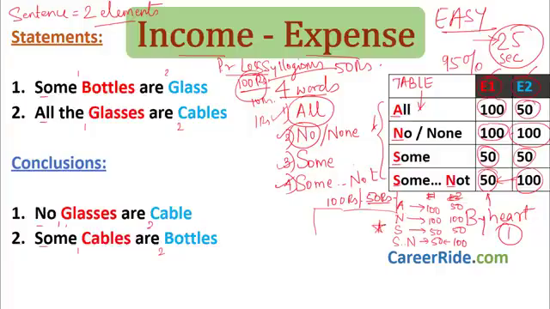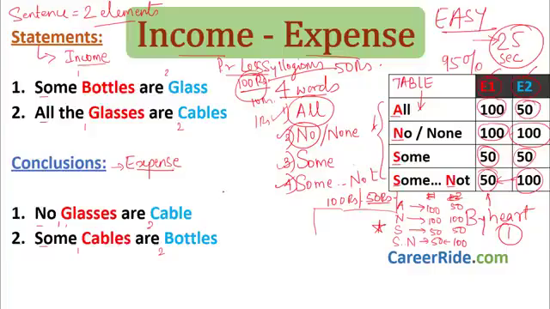Now comes the main point. What is income, what is expense? Very easy, very common sense. Statements have been given to us, so this becomes income. Income is given to us and we have to decide the conclusion, so this becomes the expense, because we spend the money. So statement is given to us, salary is given to us, so income is this and the opposite is expense over here.